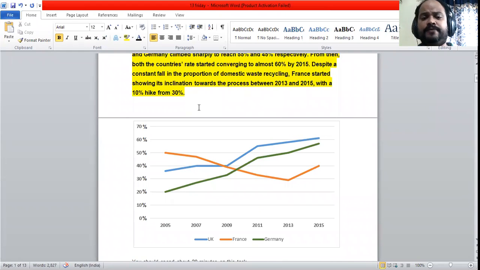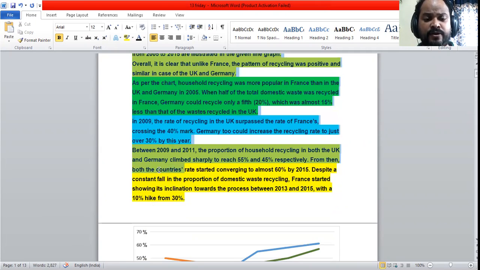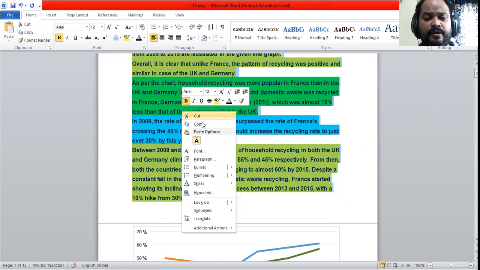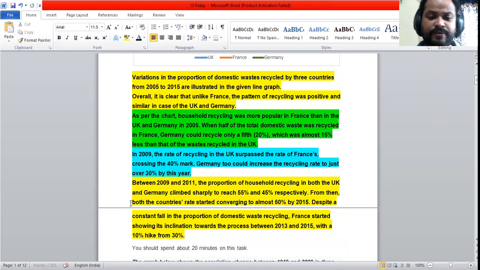This is the chart that we are going to discuss today. The line graph below shows the household recycling rates in 3 different countries between 2005 and 2015. So this is the thing here we are going to see. Let me paste it down so that it will be easy for you to understand.